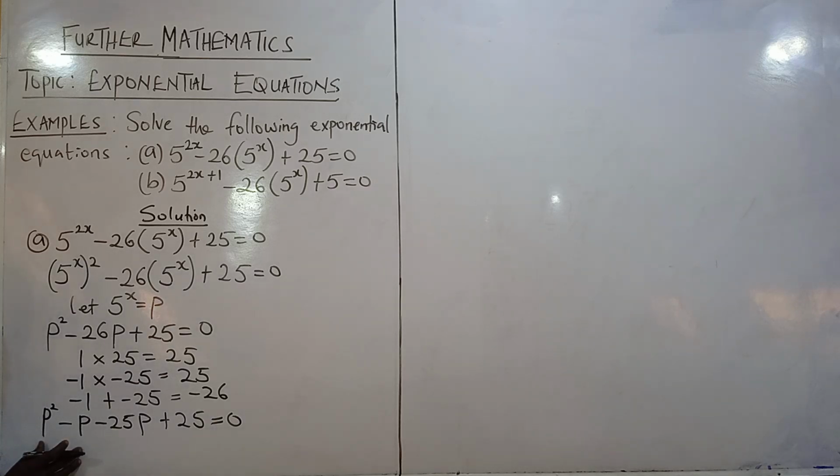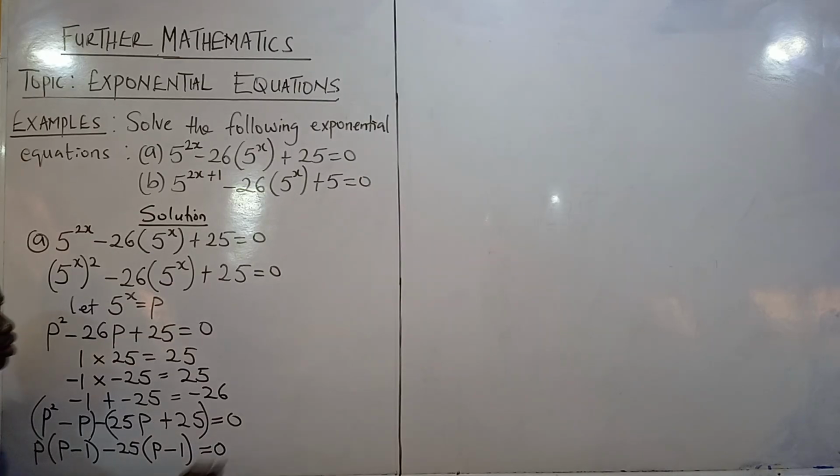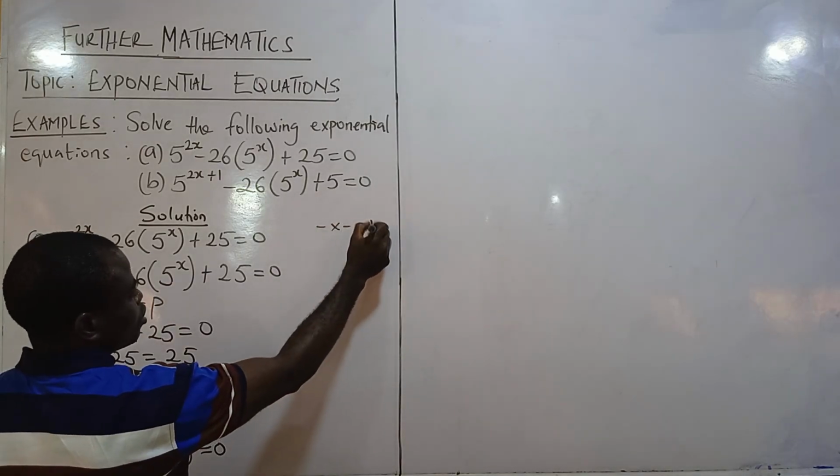Now when you get to this point, we factorize. Combine two terms together. What's common between p squared and p is p. p, open bracket, p minus 1, since p goes in p 1 time. Then minus 25, open bracket, p minus 1, since negative and positive give us negative. This negative turns the positive to negative, and 25 goes in 25 1 time, equal to 0. Don't forget that negative times negative is positive.